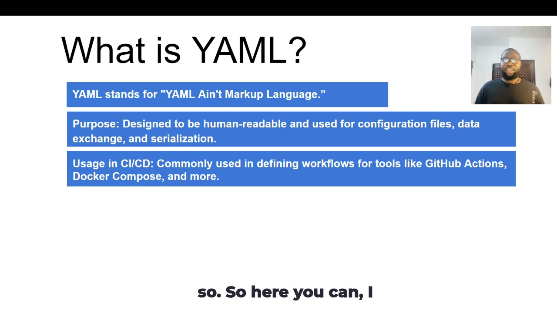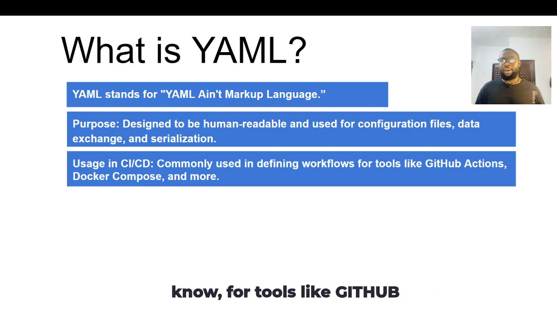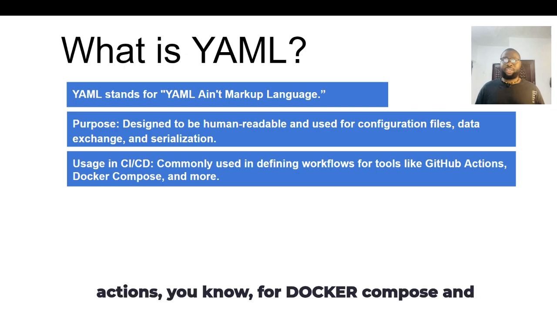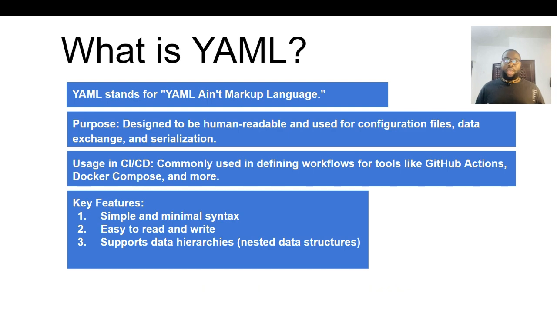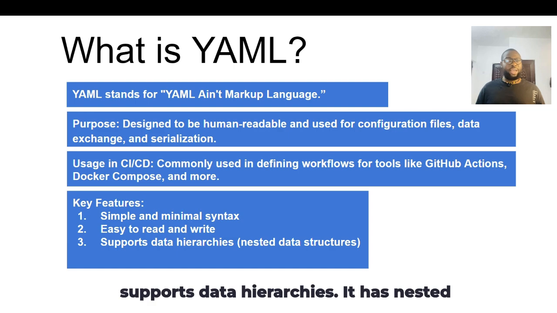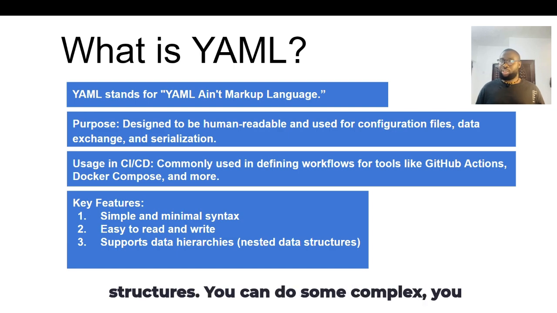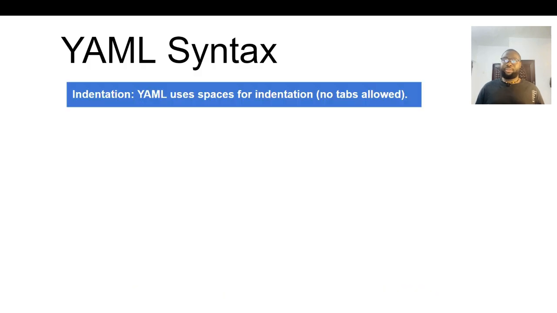YAML is commonly used in CI/CD for defining workflows, for tools like GitHub Actions and Docker Compose, and many more things you can use YAML to do. So these are a few key things you can know about YAML. It's simple, with minimal syntax, and easy to read. If you are not a developer and they give you a YAML file, you'll be able to deduce what is happening, right? It supports data hierarchies and nested structures, so you can build some complex pipelines using YAML.